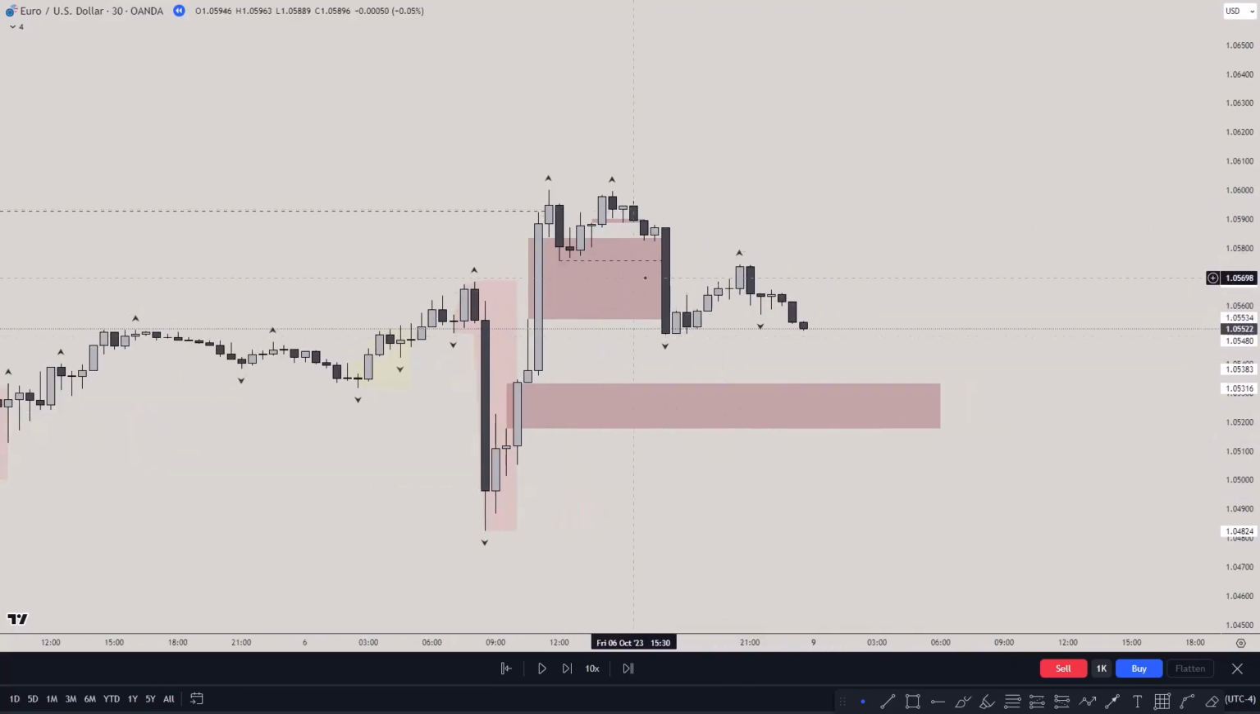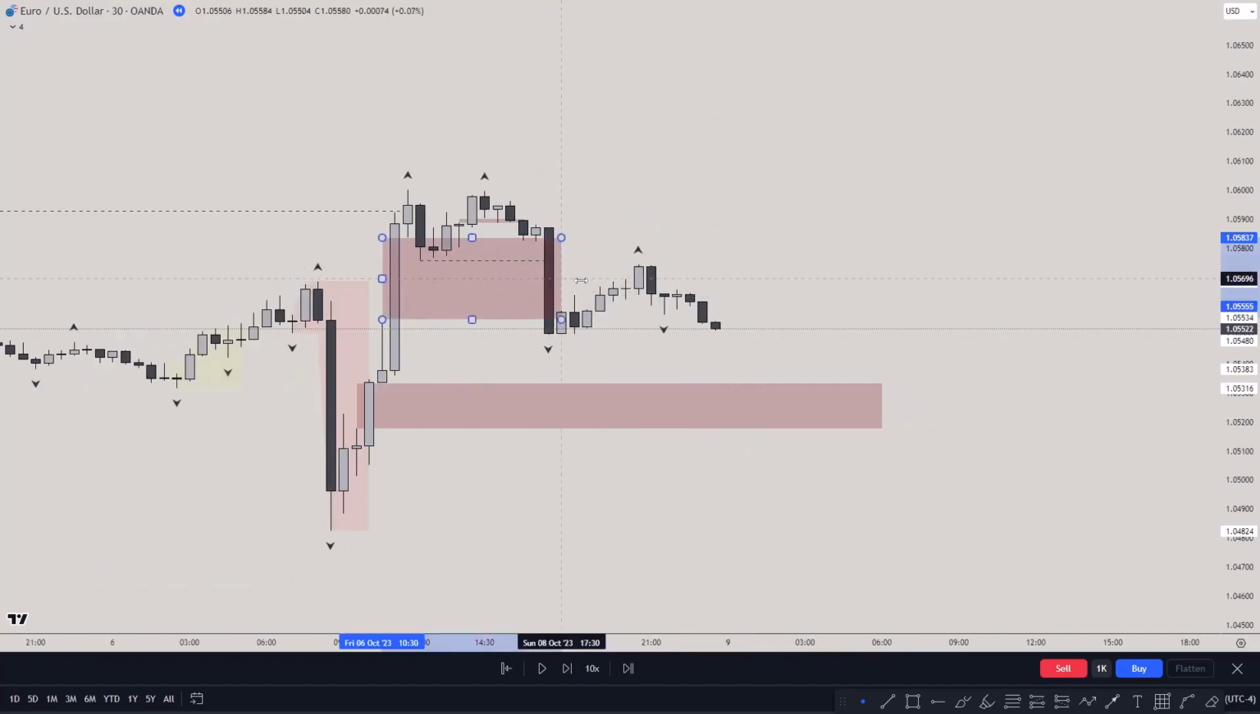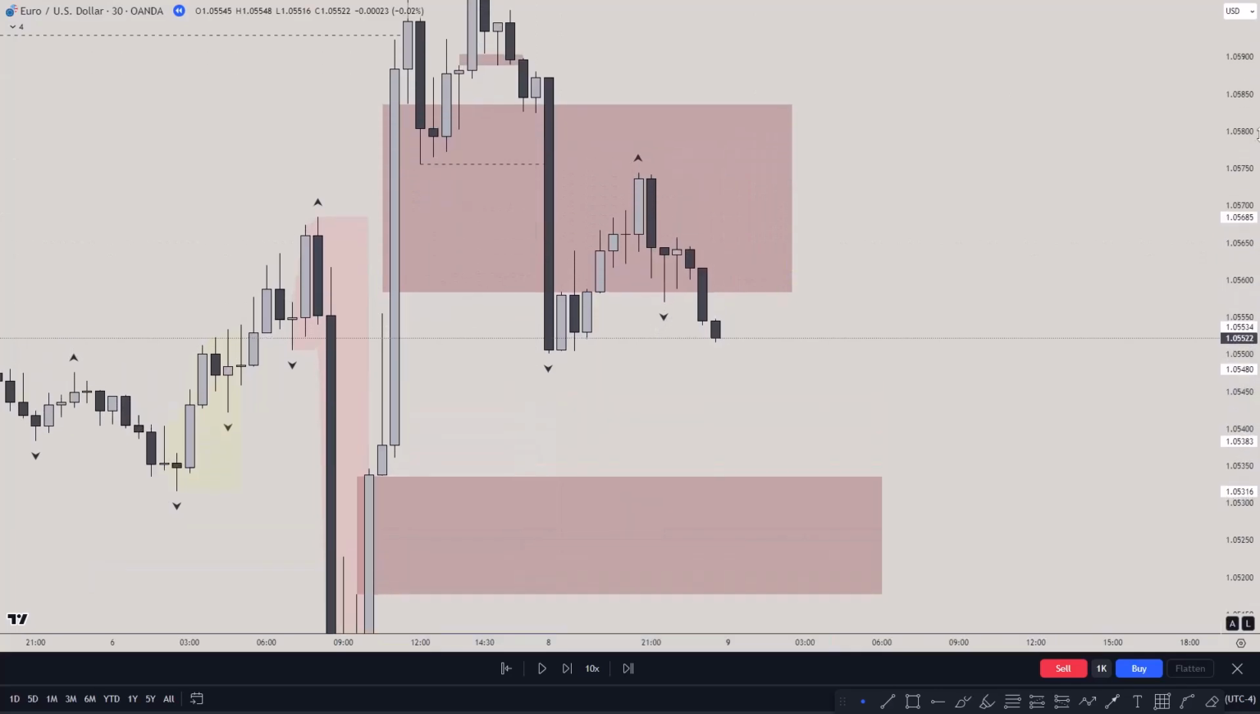Now, price disrespecting this fair value gap, coming back to the inverse fair value gap, and also another fair value gap created here. So we have the balanced price range. I'm going to adjust it just like this. So we have our balanced price range, and then price basically coming lower from here.